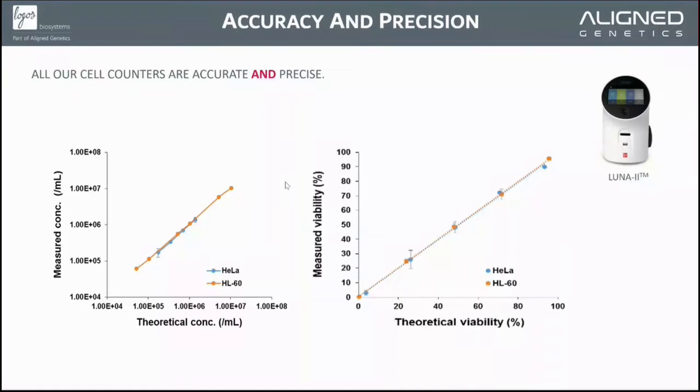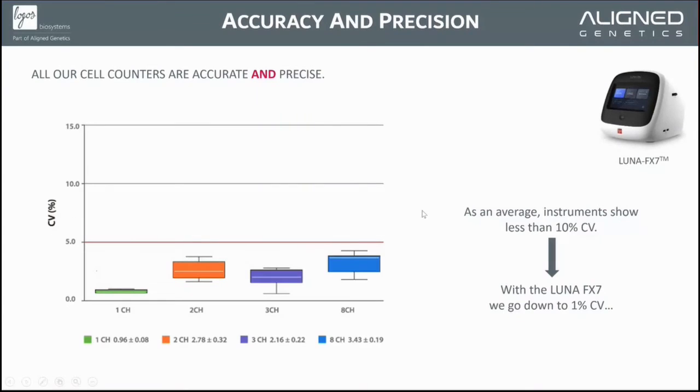Some companies say that they can go below that, but when you count only one cell and claim that this is the lower limit, it's not statistically relevant. We go even further with the latest instrument we developed. We can go down to a CV of 1%. This is unbeatable and no other affordable solution is on the market.